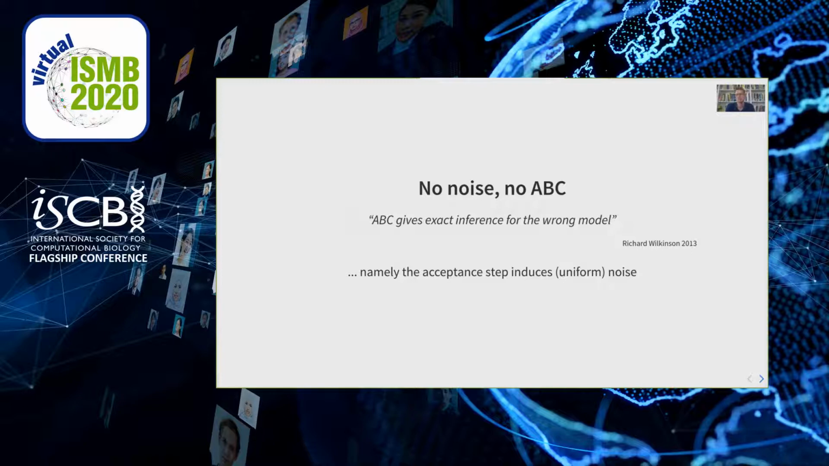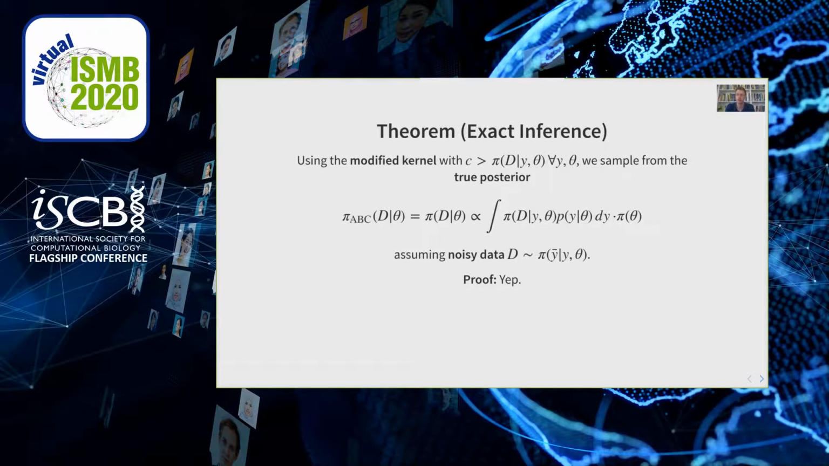Why do we want to use this approach? Well, it has some nice theoretical properties. Namely, it can be shown that if you base the acceptance step on the true noise distribution, you can actually perform non-approximate, exact Monte Carlo inference. So you can strike through the A in ABC.